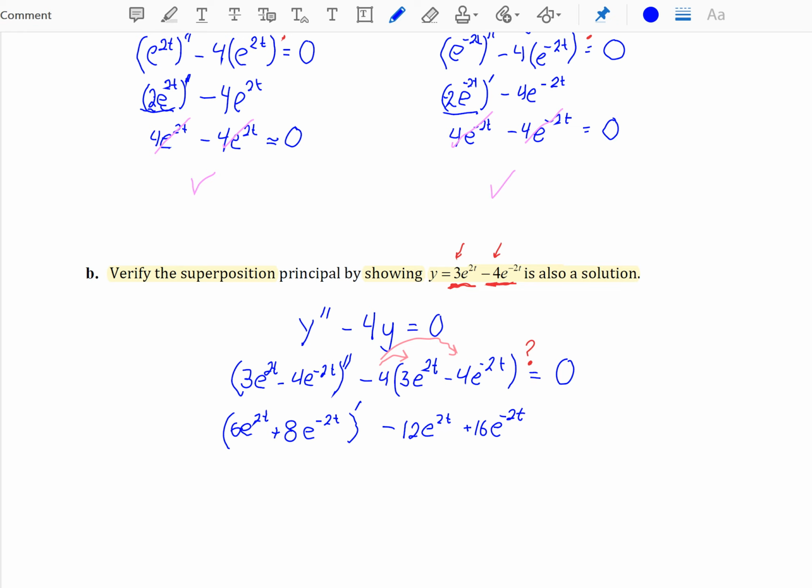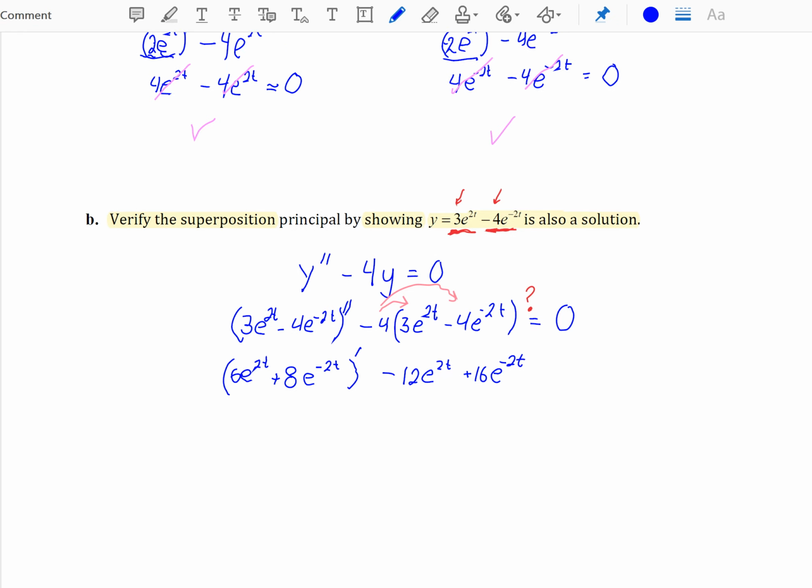Now, as is now, these don't cancel. These don't equal 0. But we still have one more derivative to take. So let's take our one more derivative. The derivative of 6e to the 2t is going to be 12e to the 2t. The derivative of e to the -2t would be minus 16e to the -2t.